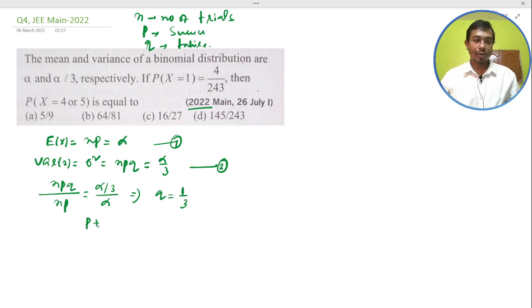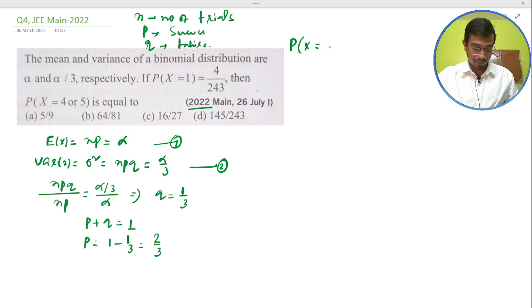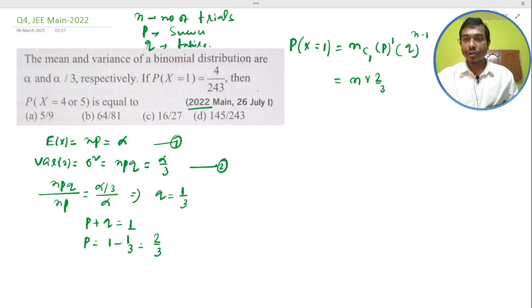We know total success plus failure is 1, p plus q equal to 1. So p would be 1 minus 1 by 3, that means 2/3. Now use the binomial distribution formula. P of x equal to r, here r means 1, nCr p to the power r and q to the power n minus r. Simple. So this would become nC1, which means n, times 2/3 times 1/3 to the power n minus 1.